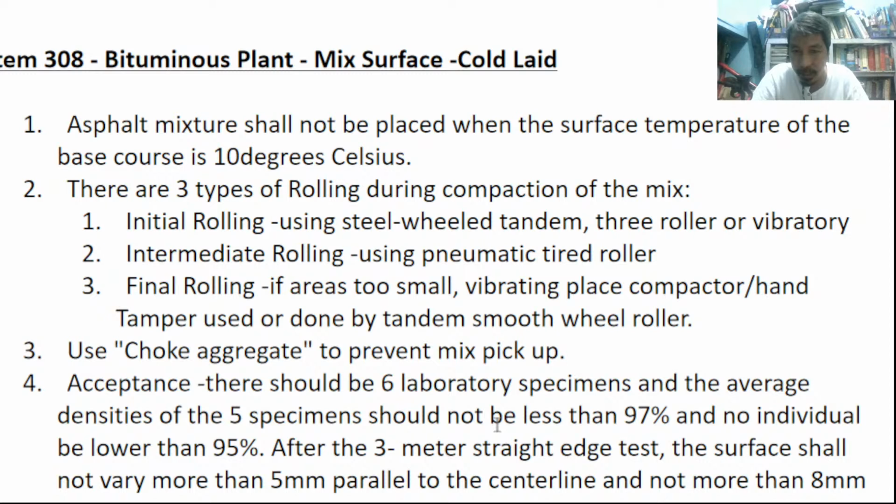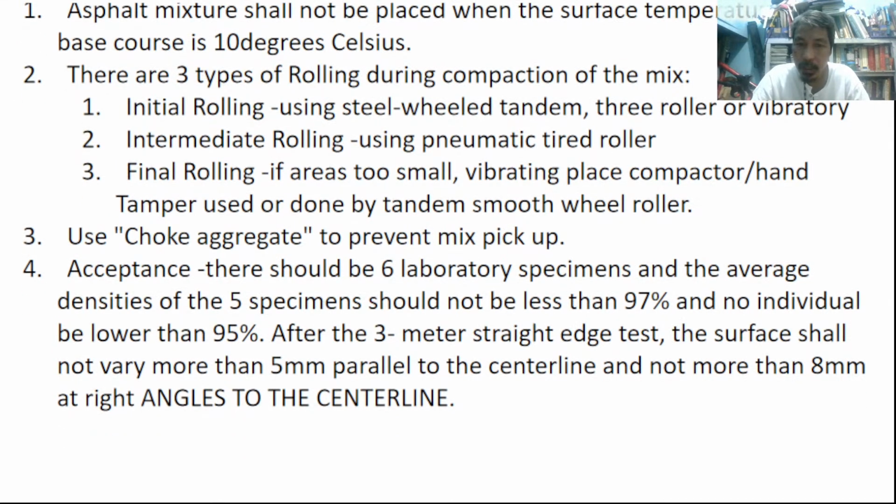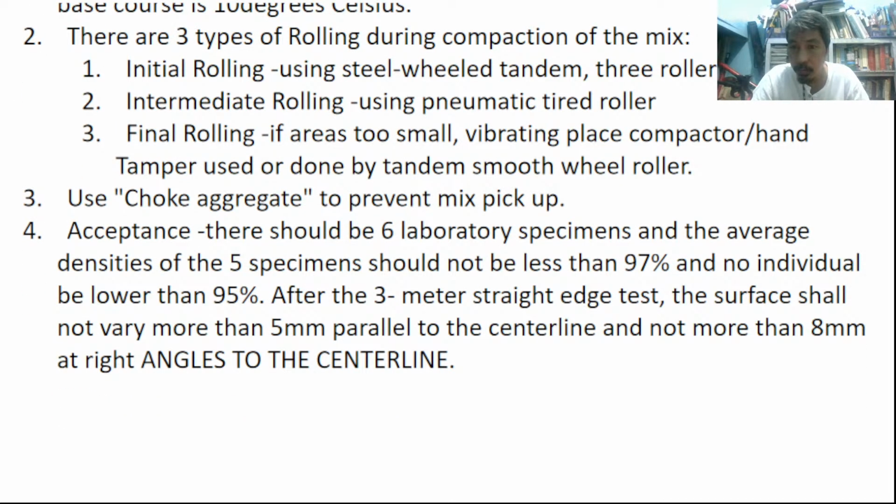After that, the 3-meter straight edge test. That's why the foreman or the engineer is holding the 3-meter straight edge stick. The surface shall not vary more than 5 mm parallel to the center line and not more than 8 mm at right angles to the center line. So those are the criteria in judging the finished result of the project before acceptance.